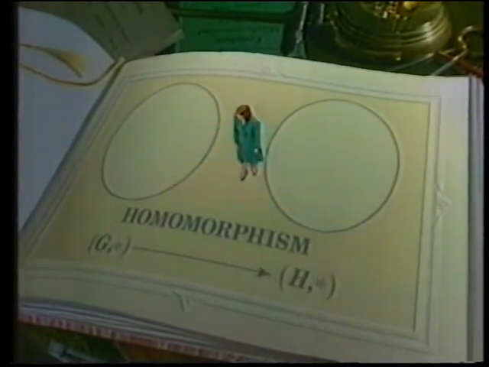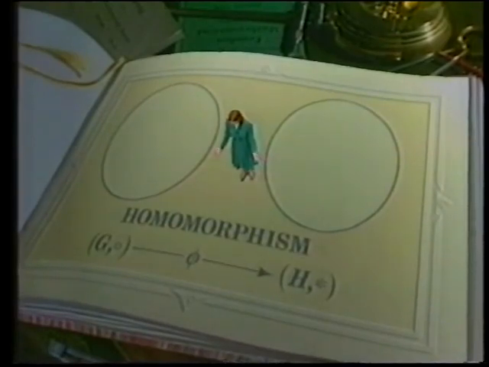In general, if you take a group G with operation circle and a group H with operation star, then a mapping phi between them is a homomorphism if it preserves products. So, what does that mean?